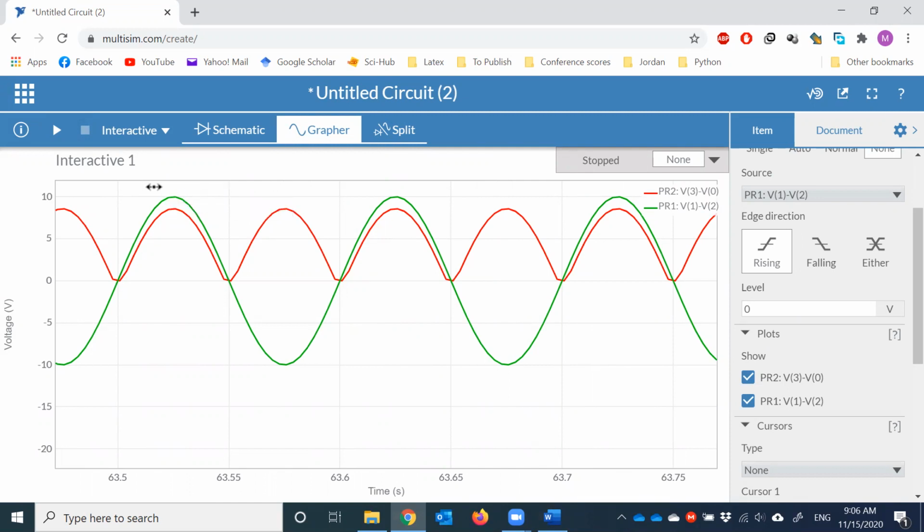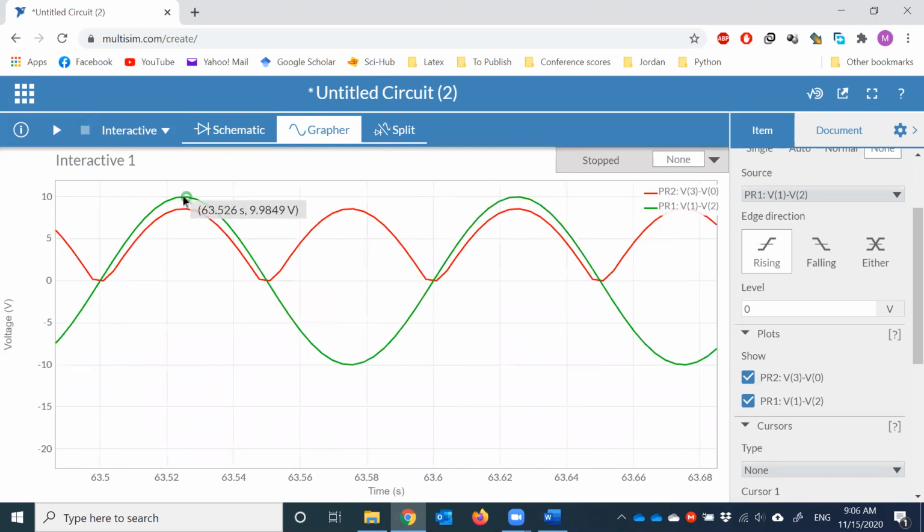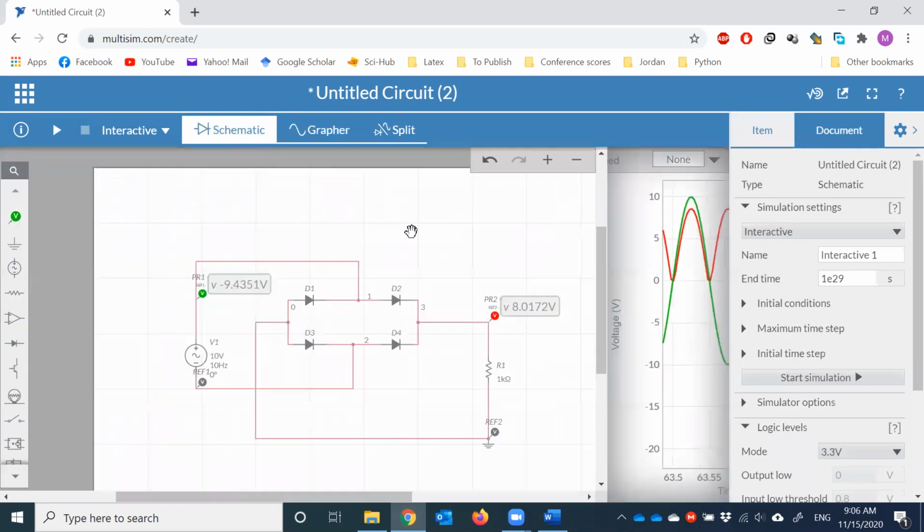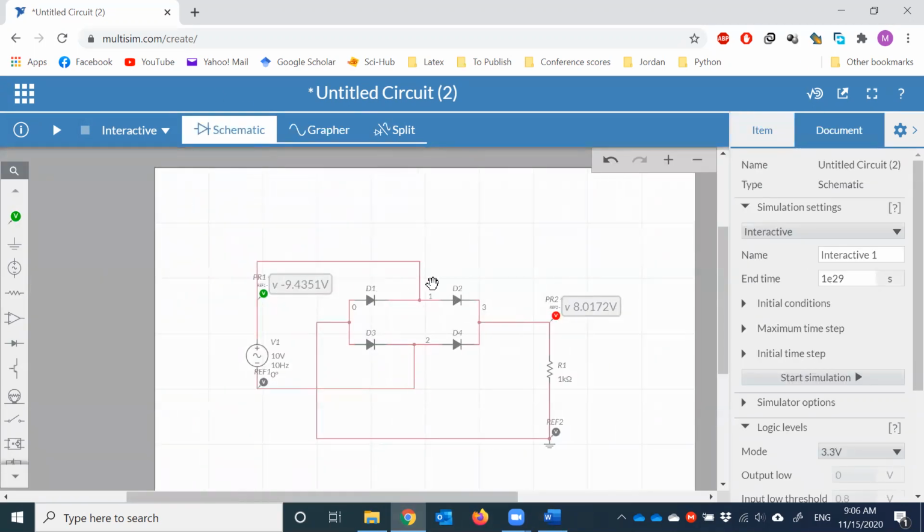One important point here, let's look at the peak voltages. So here the peak is almost 10, and here it's going to be 8.6. The reason is we have two diodes, and the barrier potential for these two diodes will be 0.7 plus 0.7, that's going to be 1.4 volts. So that's the first part here.